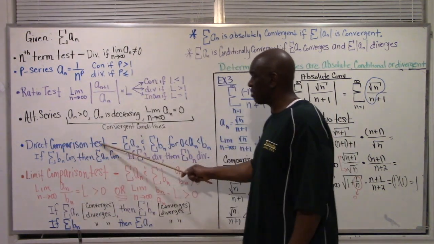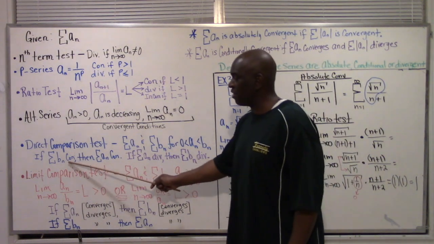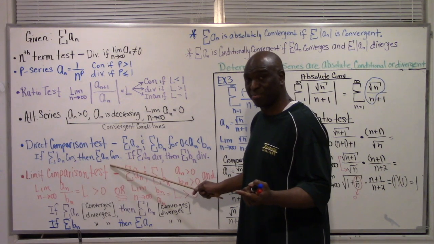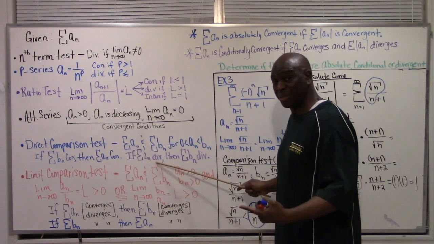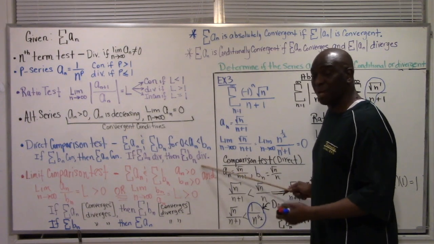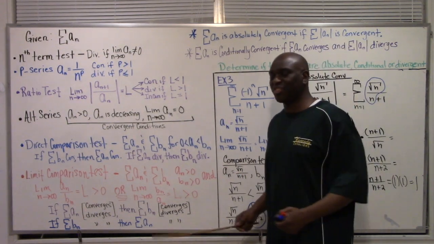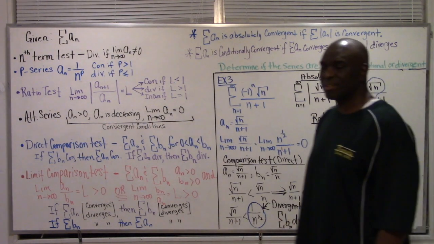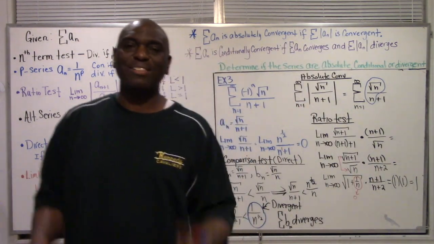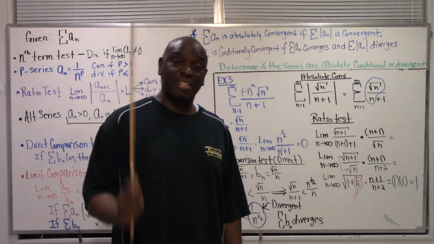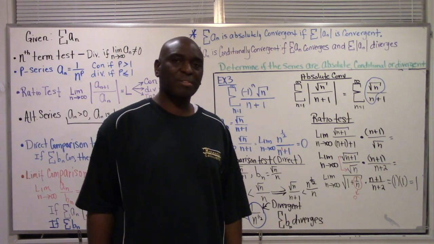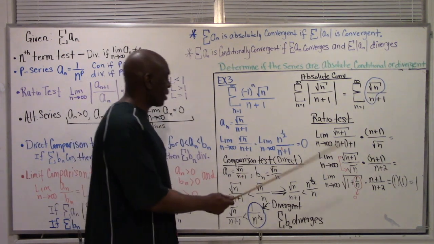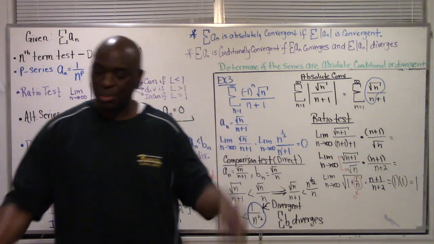for the direct comparison test, if the larger one converges, then the smaller one converges. And if the smaller one diverges, then the larger one diverges. But it tells us nothing if the larger diverges. This diverged. The larger sequence diverged, which means the test does what? Fails. Inconclusive. So the ratio test is inconclusive. The direct comparison test is inconclusive.